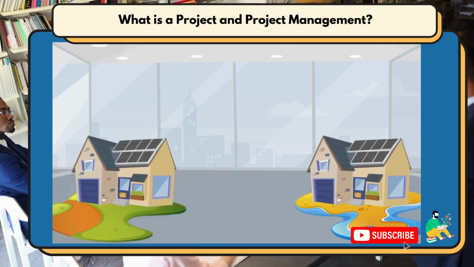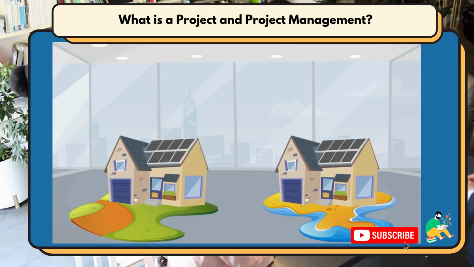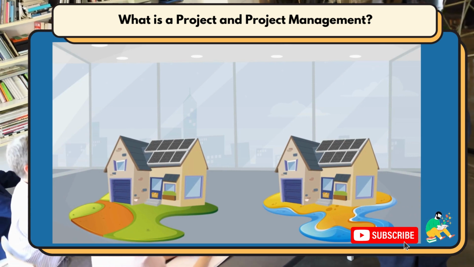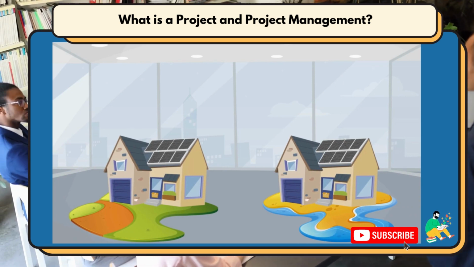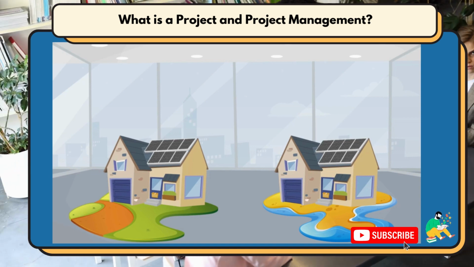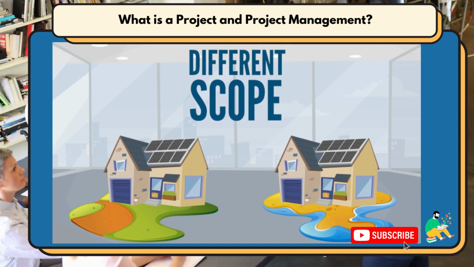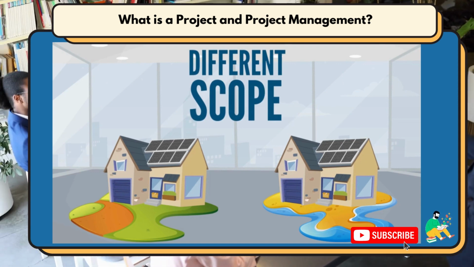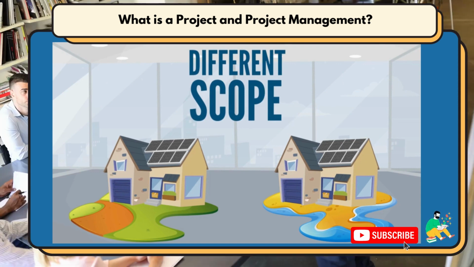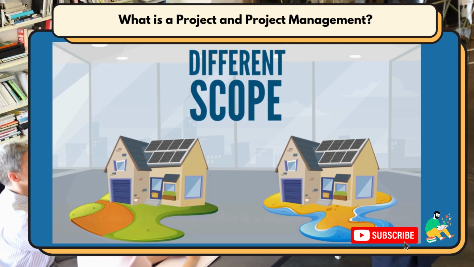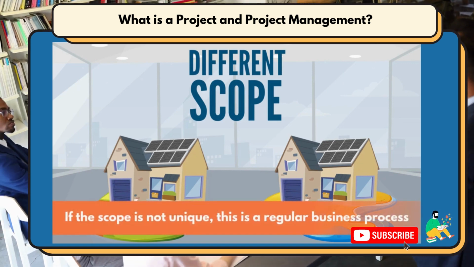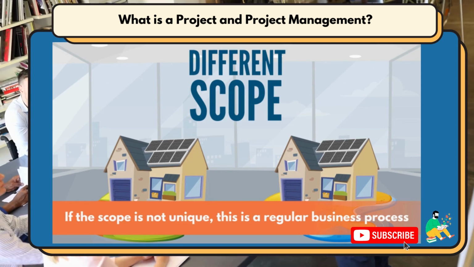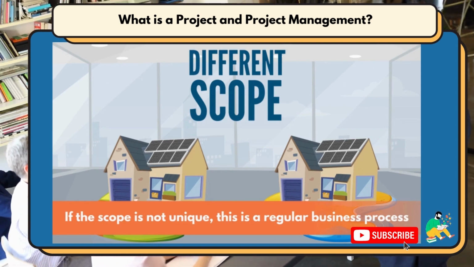There can be project outputs that are similar, building an exact same house but in a different place, for example. But the fact that the land and location are different is enough to change the project scope. The architects and engineers will need to adapt their construction accordingly, changing the way the project work will be done. If the work and the output are the same, this will not be a project. The scope will not be unique, and it will be a regular business process.